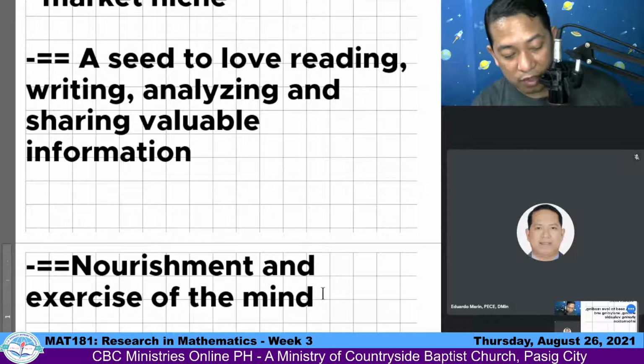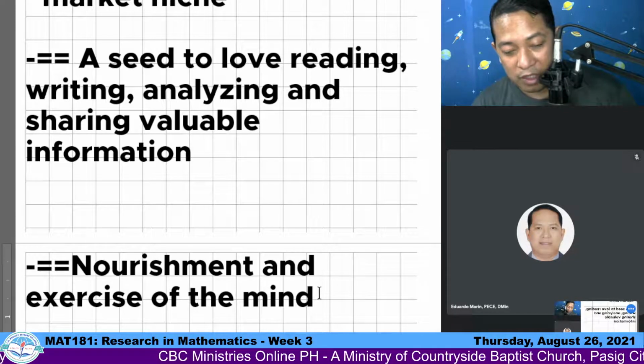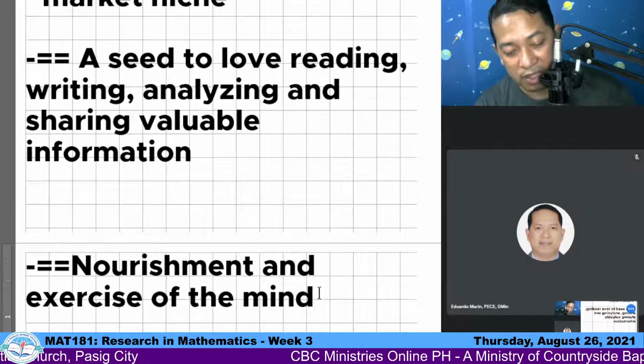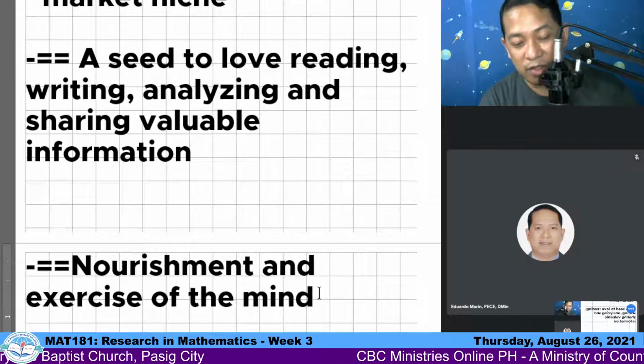Next week, I'll be continuing, though I will put this into your readings so you read about the material and we could have just exchanged our thoughts about this. So, yun talaga yung purpose ko.